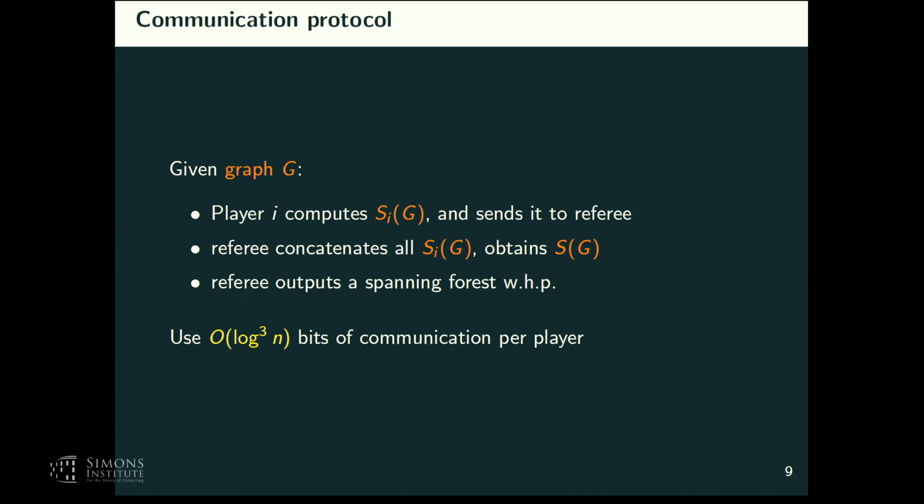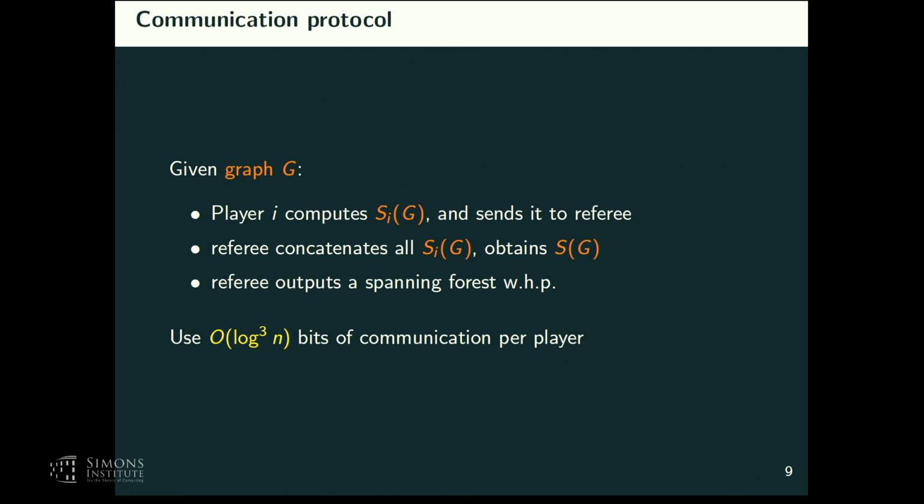And for the communication problem, the ith player, just based on his local information, computes the ith chunk of the output and then sends it to the referee. Then the referee concatenates all these S sub i of G and obtains the entire sketch, based on which he will be able to output a spanning forest with high probability. And this uses log n cubed bits of communication per player.